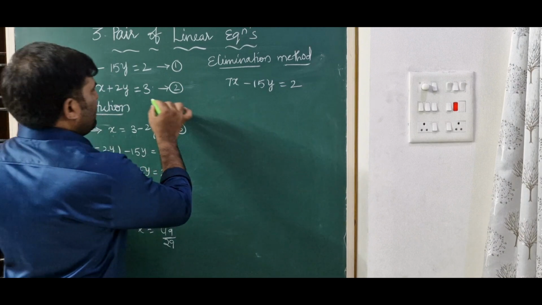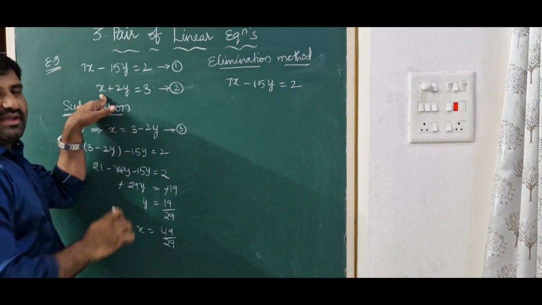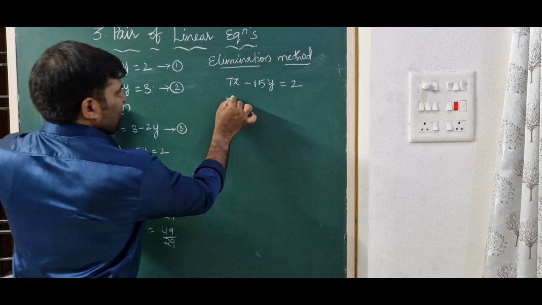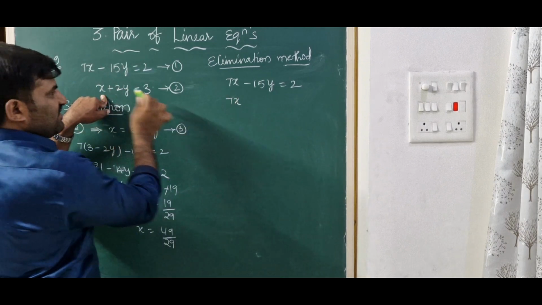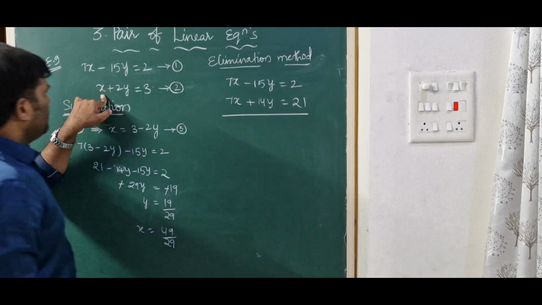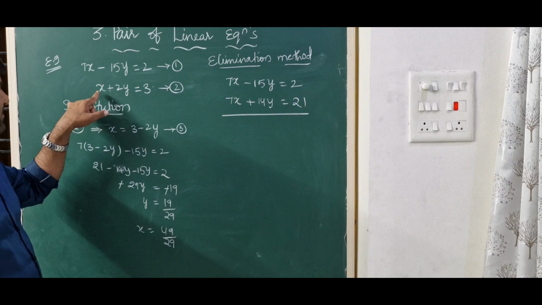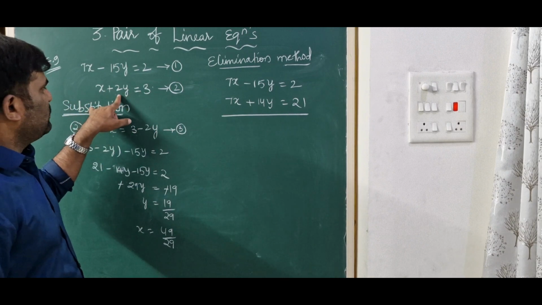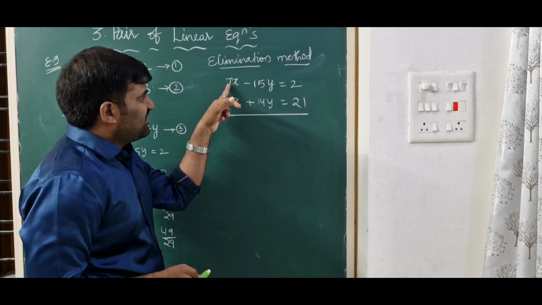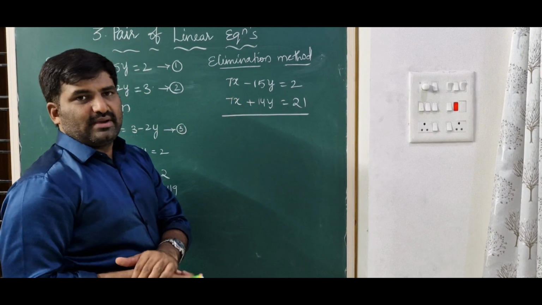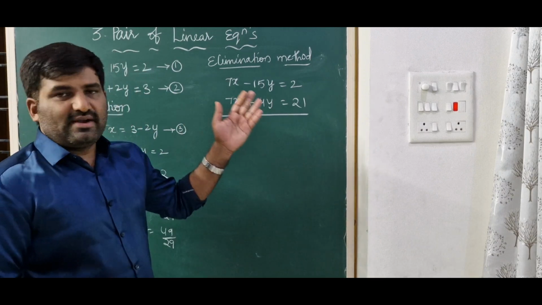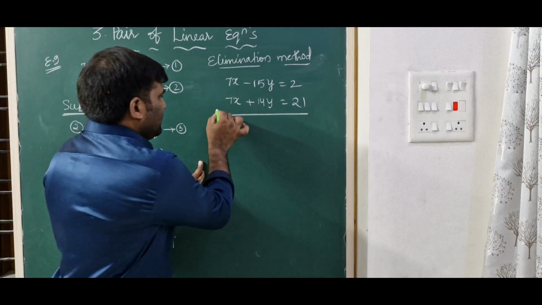For that I am multiplying equation 2 with 7. The whole equation you should multiply with 7. When you multiply the whole equation with 7, the value will not change. So 7 into x is 7x, plus 2 into 7 is 14y, is equal to 7 3s are 21. So 7 1s are 7, 7x plus 7 2s are 14y, 7 3s are 21. Now I am subtracting one equation from the other because here we have 7x, here also 7x. If you add 7x with 7x, you will not get only one variable. The x term will be there and the y term also will be there. That's why you go with the subtraction.